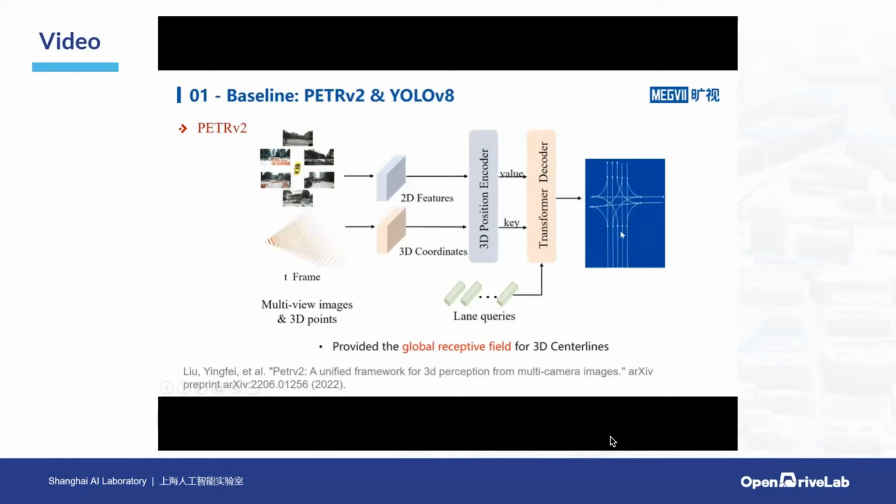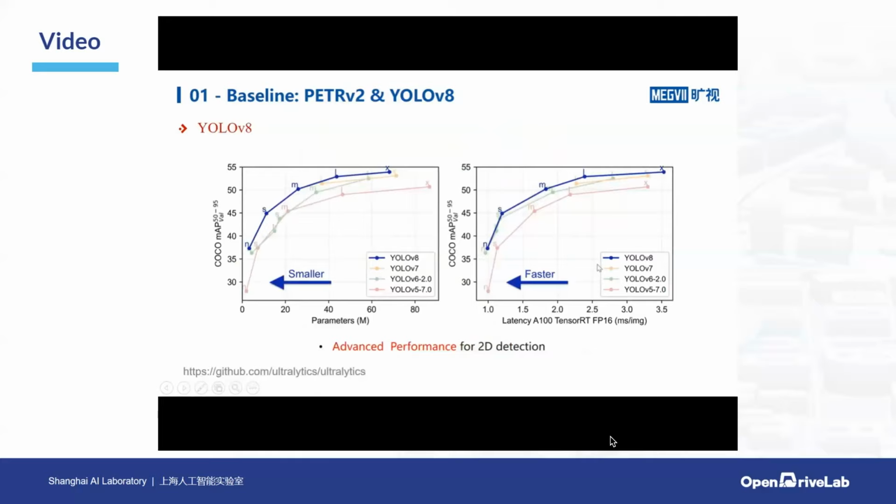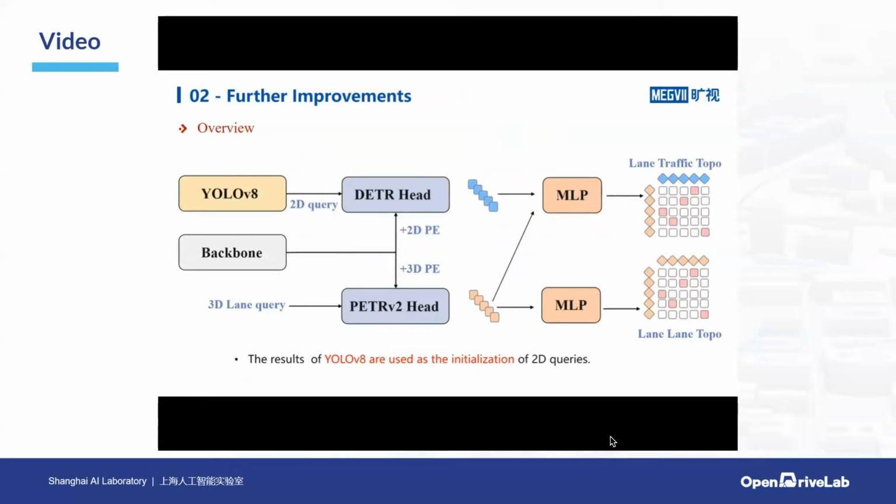The detection of traffic elements is also important. Taking account of computational dependencies, we use the latest YOLOv8 model from Ultralytics. Compared to other 2D detection methods, it has faster speed and more accurate performance. By integrating YOLOv8 and PETRv2, we constructed a multi-stage framework and extended it into the prediction of topology relationship. Initially, our pretrained YOLOv8 model is used to generate the 2D detection object pairs. Then the 3D lane pairs are fed into the PETRv2 head to produce 3D centerlines. This design aims to maximize the performance of 2D detection and align traffic features with lane features.